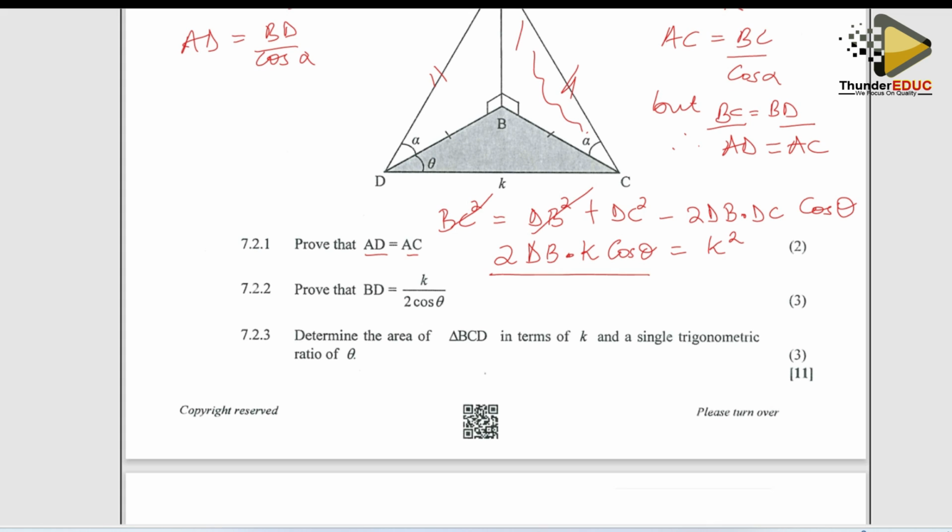So this divided by 2K cos theta, divided by 2K cos theta. So this 2 cancels that, this cancels that, this cancels that. So we're left with the DB or BD. Cancel this K with one of the Ks. So K over 2 cos theta, just the way they want it. So we're going to use just the cosine rule and prove that.